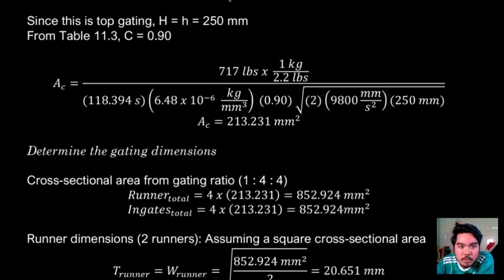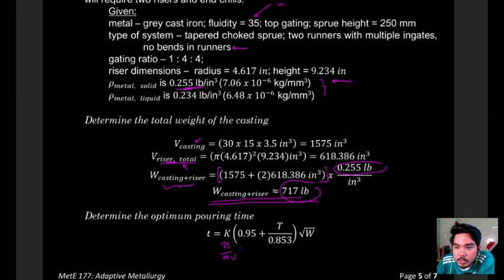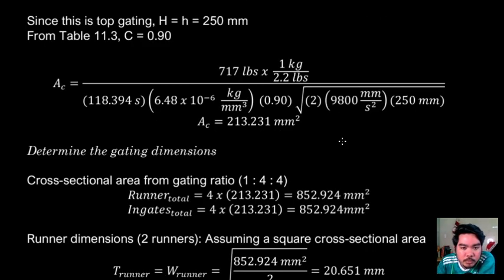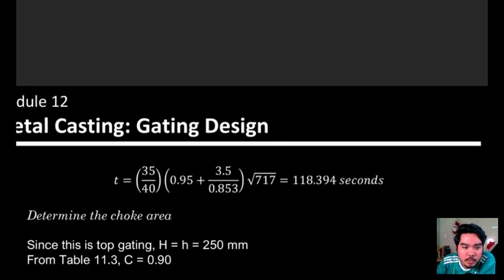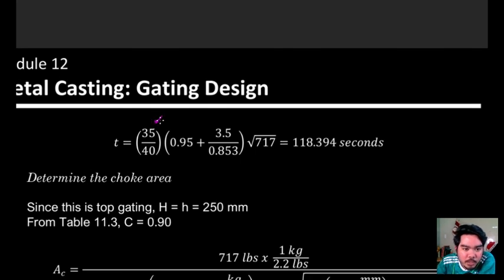Tama? Sorry. 6. So ito siya, nandito na. So it's 35/40, this is the K, 0.95, tapos 3.5 is the apparent thickness, and it's given here, no?